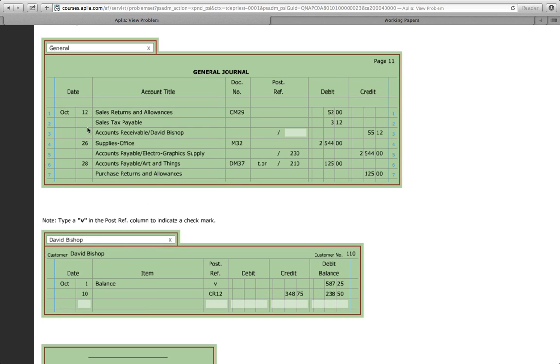All right, so here's the entry. The date was October 12th. He returned some of this merchandise. What's my post reference? G for General Journal, page 11. And what's the amount? Well, David Bishop was credited for $55.12. So I'll put a credit of $55.12. Now I've got a debit balance and a credit entry, so what do I do? Subtract. He returned this merchandise. He doesn't owe us as much. 183.38.